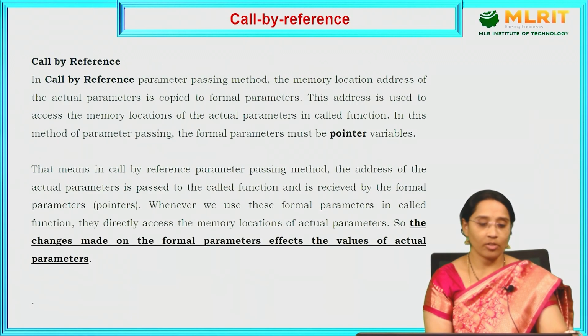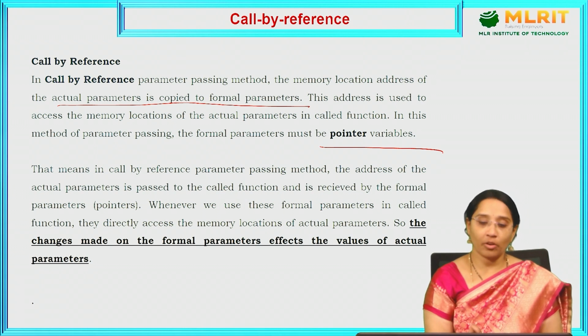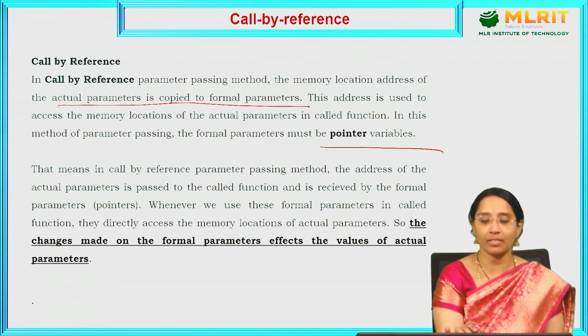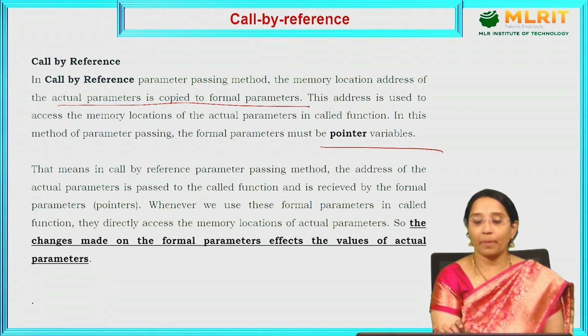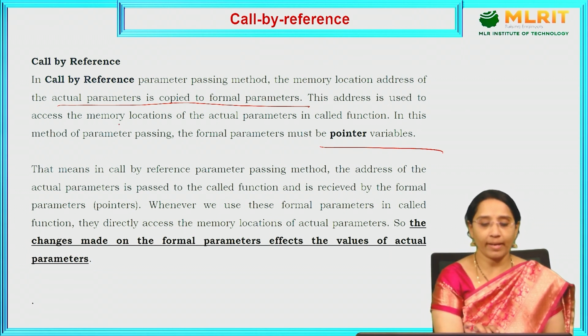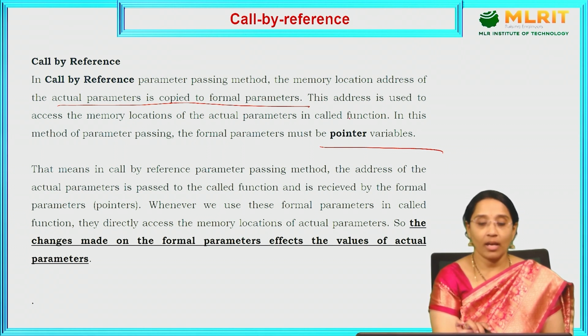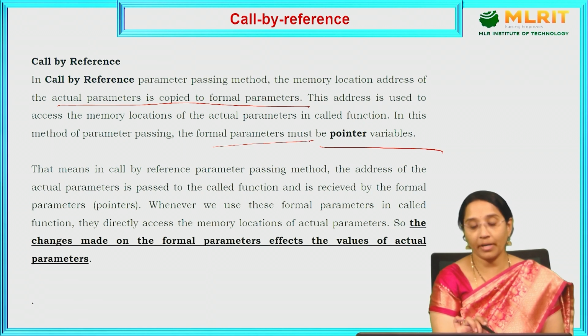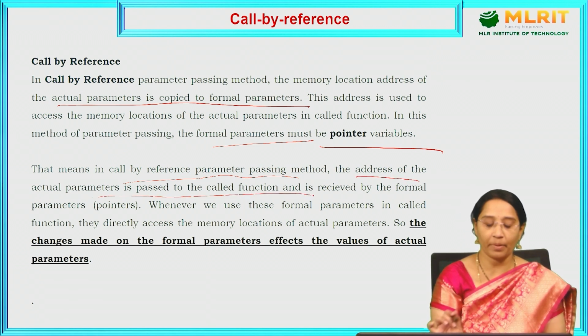Next we have another concept, call by reference. In the call by reference parameter passing method, the memory location addresses of the actual parameters are copied to the formal parameters. This address is used to access the memory locations of the actual parameters in the called function. In this method of parameter passing, the formal parameters must be pointer variables. This means that in call by reference, the address of the actual parameters is passed.